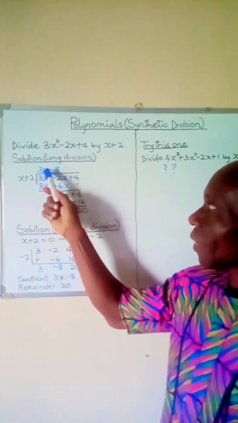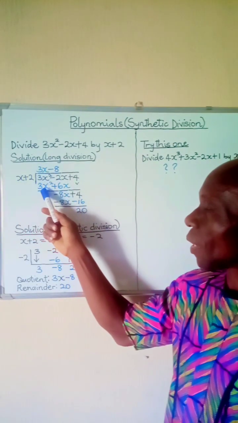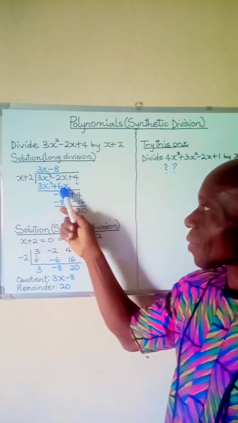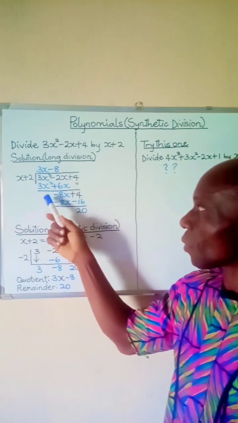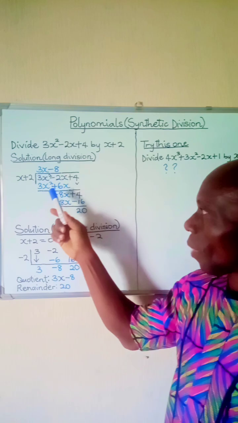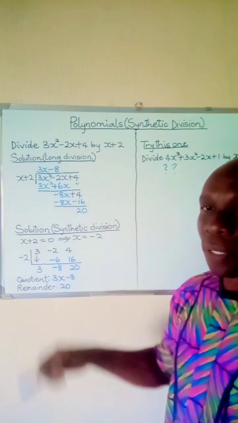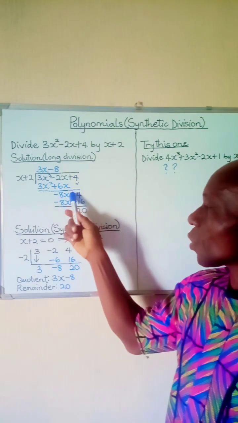Okay. That 3x multiplied by x will give you 3x squared. You write it under the first one. And then 3x times 2 will give you 6x. You draw your line and subtract. 3x squared minus 3x squared is 0. That is why there's nothing here. And then minus 2x minus 6x will give you minus 8x. Okay? And then we bring down this constant term, which is 4.